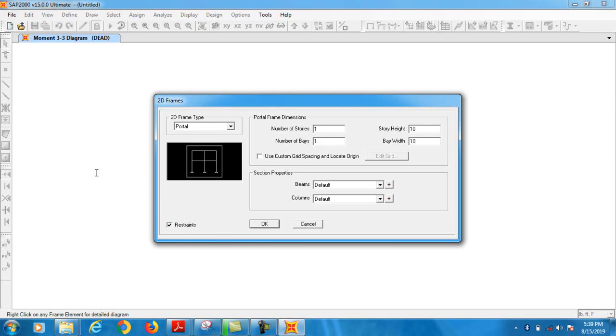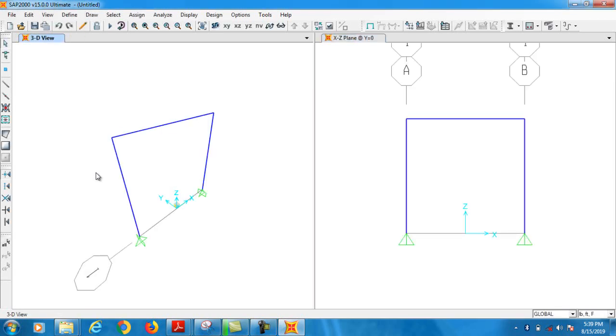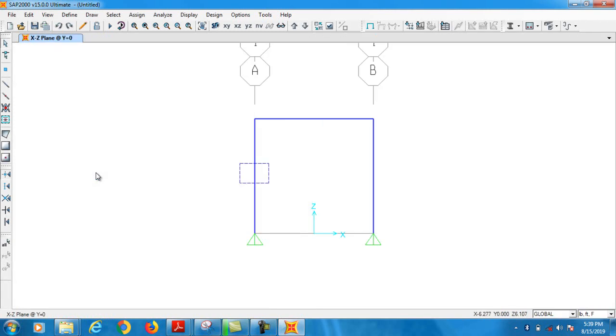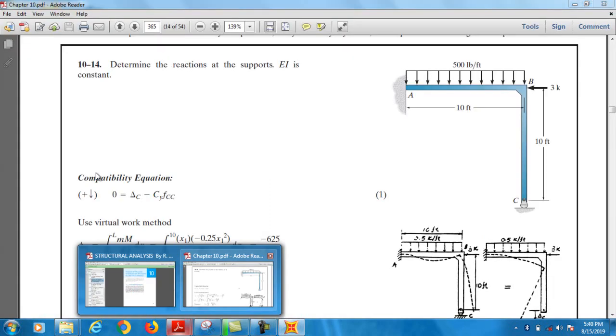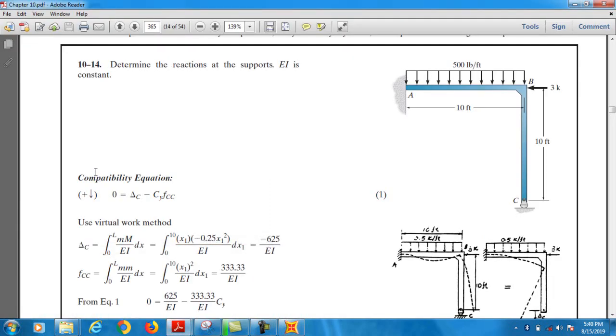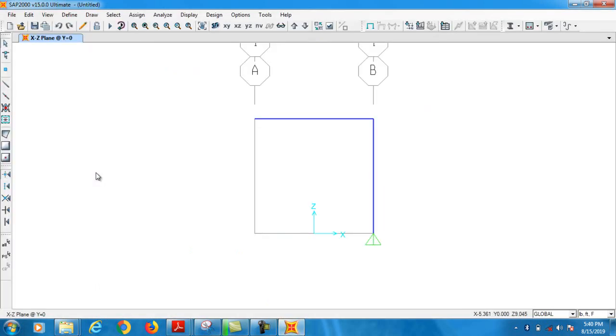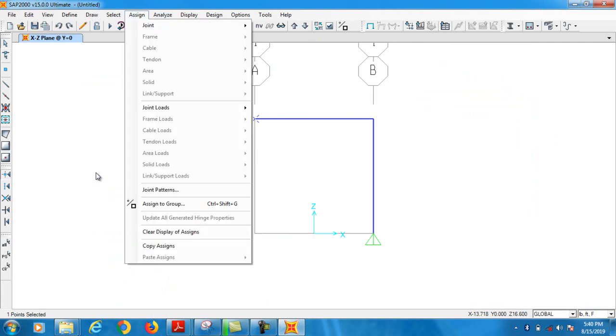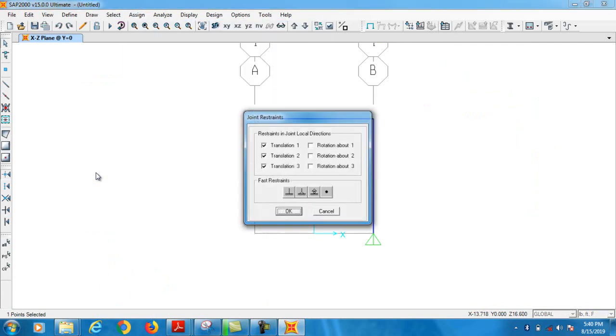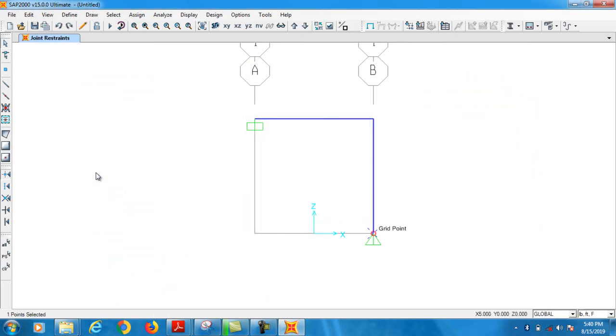Okay, so that is the bay and that is the story. So there are two stories, but we have one story. Clear? So let's see. Okay, delete this portion. There is a fixed support and there is a roller support. Clear? So select it, assign, joint, restraint, and this is fixed and this is roller.